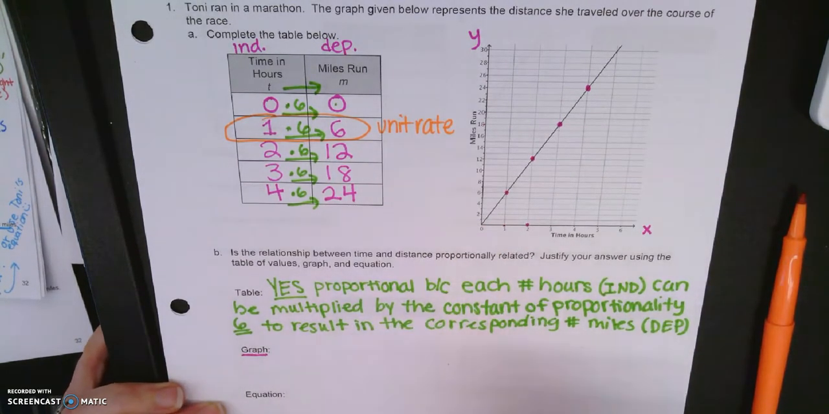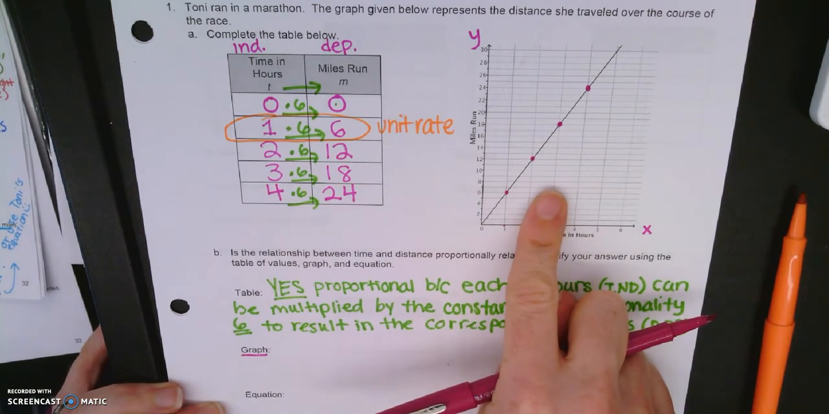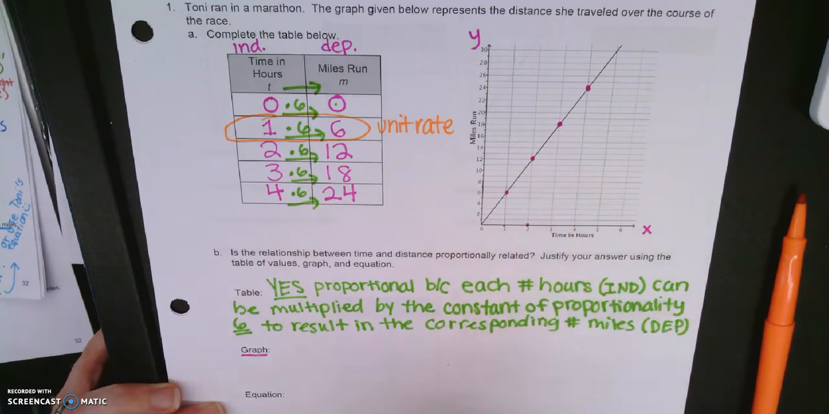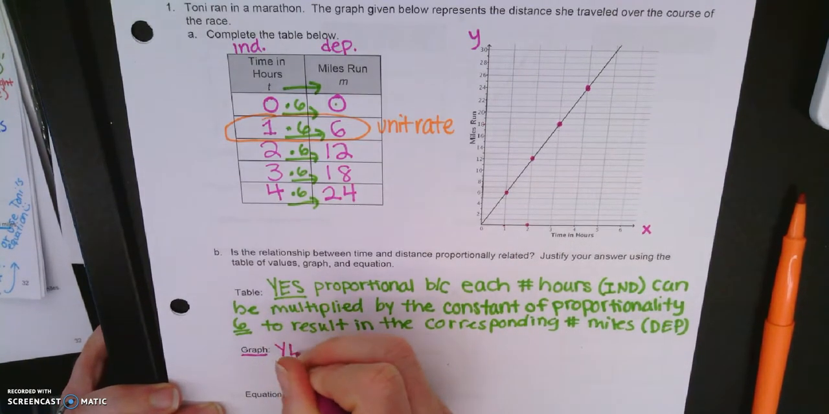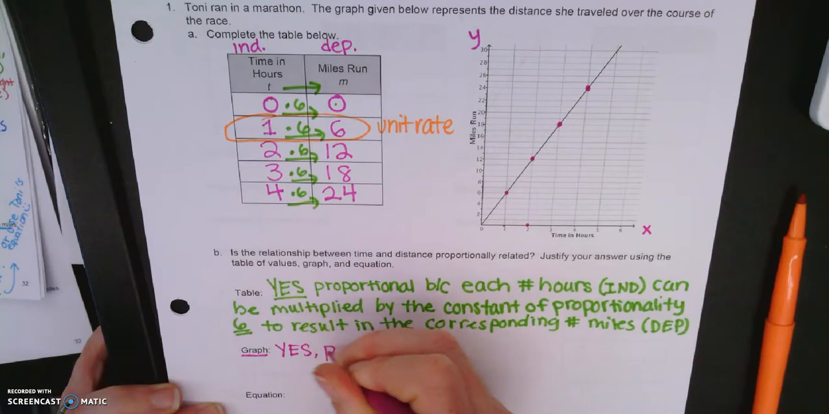Good. If I just showed you the graph of this relationship, would you be able to tell me if the relationship is proportional? Of course you would. You would say this graph, yes, proportional.